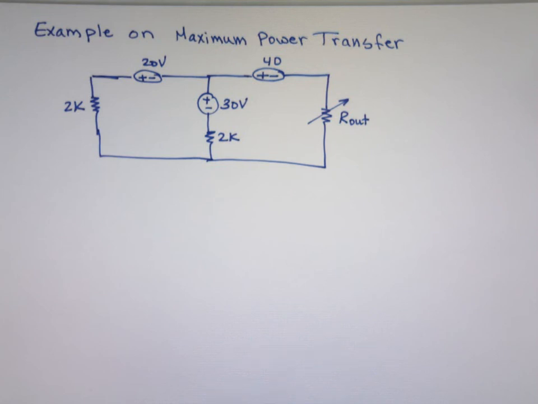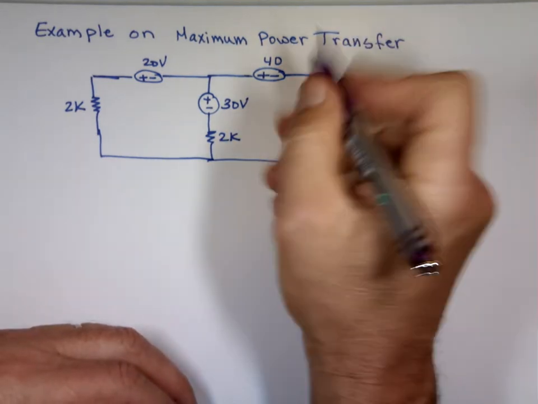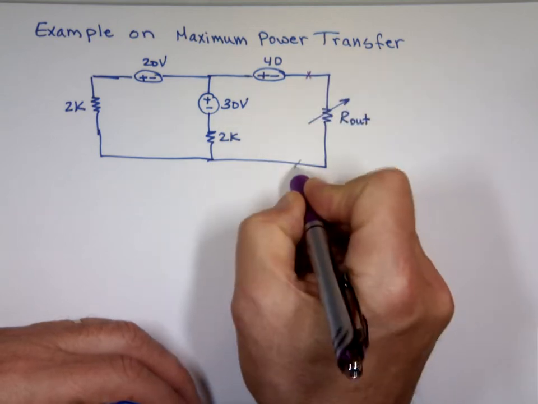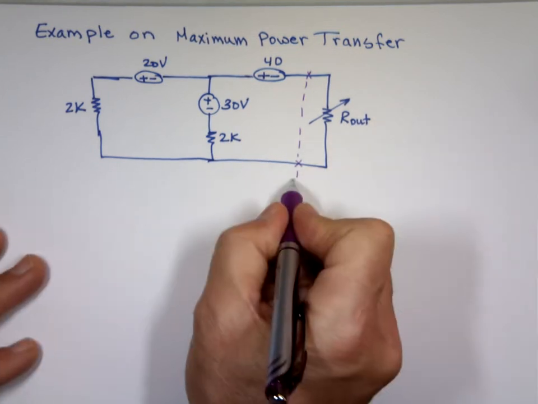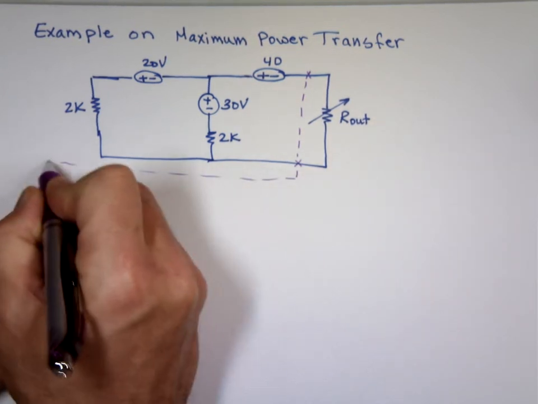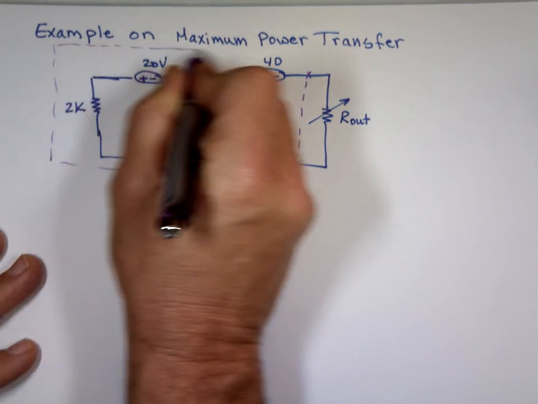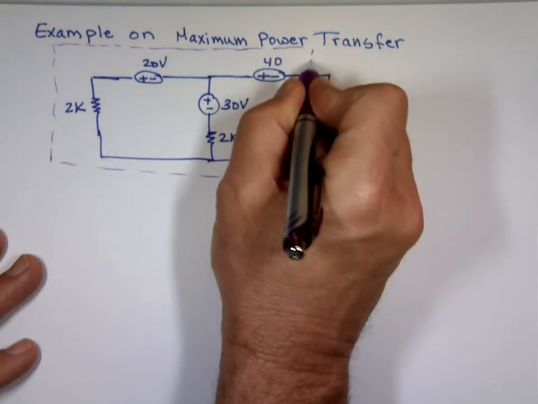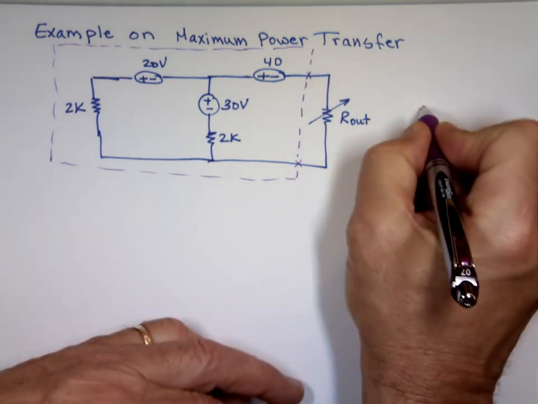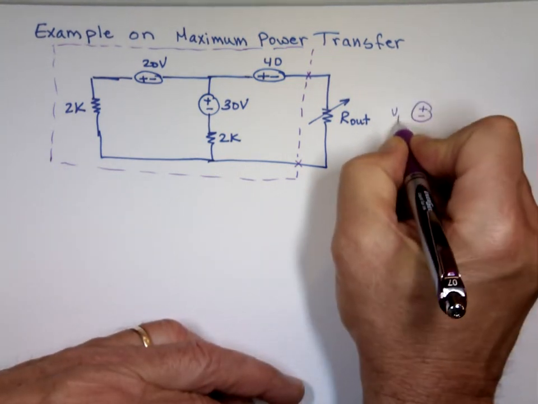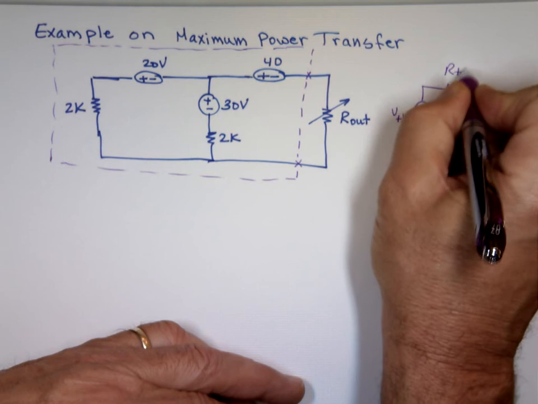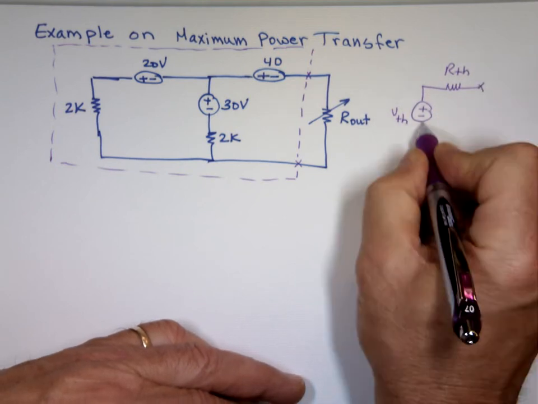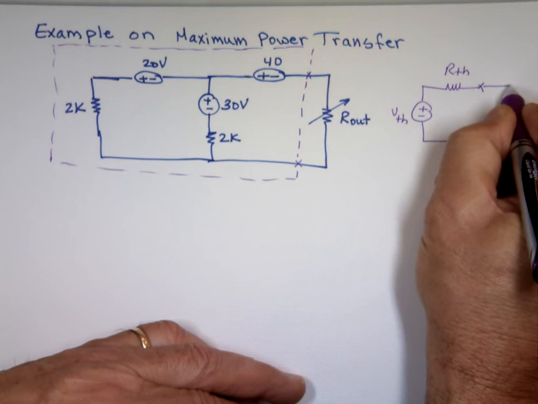So to find the value for R sub out to maximize the power, you need to find R thevenin. So I'm going to cut the circuit right here and thevenize this portion of the circuit. So I'm going to take this and replace it now with a voltage source of V thevenin with the resistor of R thevenin, and this is your R sub out.